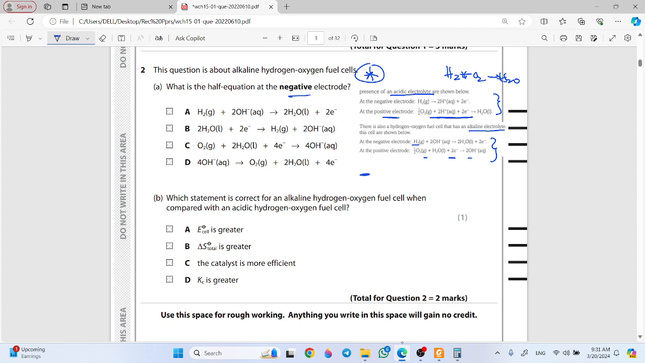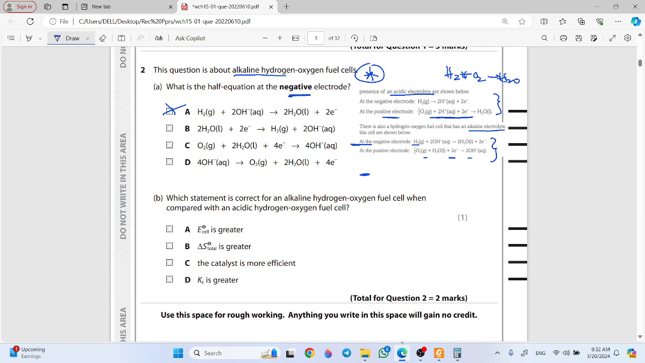Now here the negative electrode, so this is the equation. Straight away you have to know it. Alkaline negative means this one. So you have to get hydrogen in OH minus medium, H2 and 2 electrons. So the answer is A.